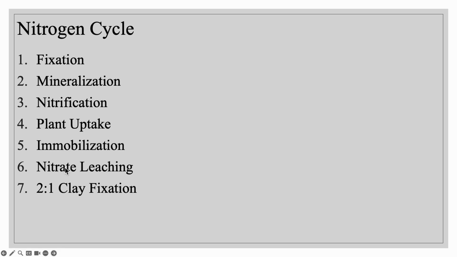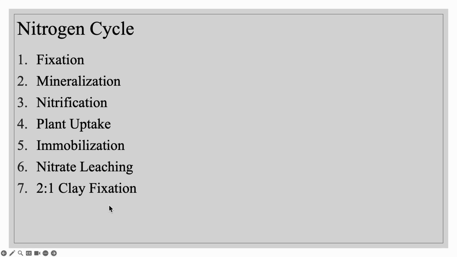Next, we have nitrate leaching. And as I mentioned before, because nitrate is negative and because the overall net charge on soils is negative, we do not have that attraction, or it's not strongly held to the soil colloids, and therefore it can be easily leached. It's also very water soluble. So as it gets dissolved into the water, as that water moves through our soil, it will take that nitrate with it.